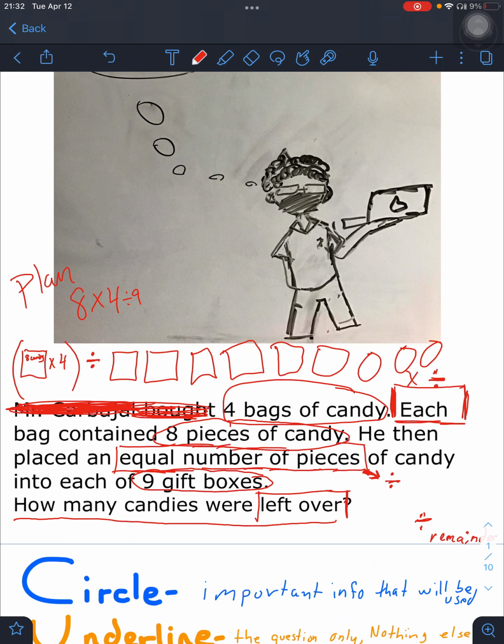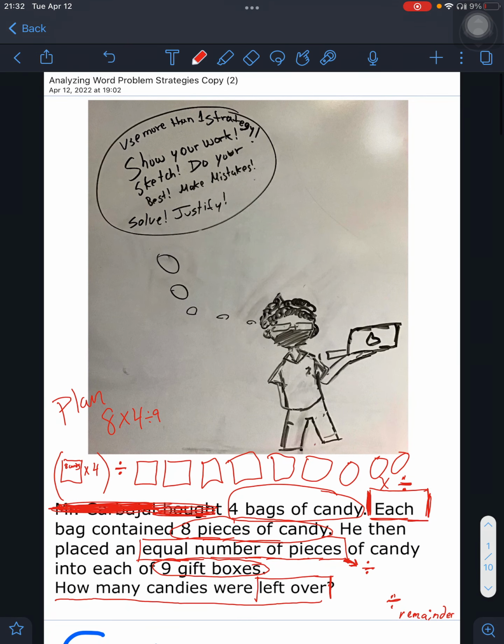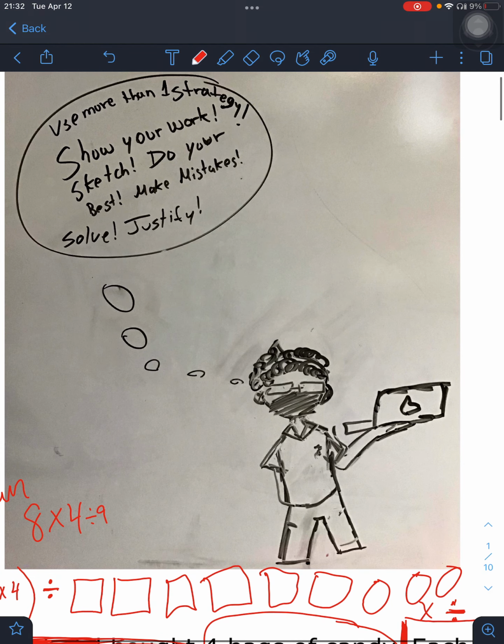This is math. Okay. So this is to help you analyze word problems using the Q strategy. Use more than one strategy. Show your work, sketch, do your best, make mistakes, solve, and justify. Thank you.